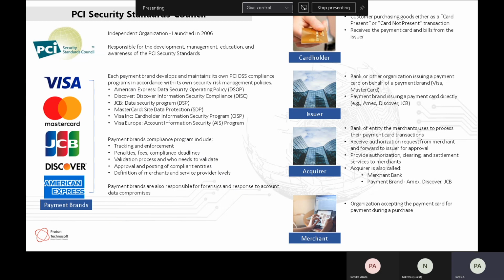Then the card holder is an individual, myself, yourself, who can do either a card present or a card not present transaction. Card present is a transaction where the card is physically presented for a transaction, and card not present are the online transactions where we do not need a physical card. Then we have issuer and acquirer. Issuers are the banks who basically issue a payment card on behalf of the payment brand, like the co-branded cards that we see, ICICI and Visa or ICICI and MasterCard and stuff like that. So banks are the issuers.